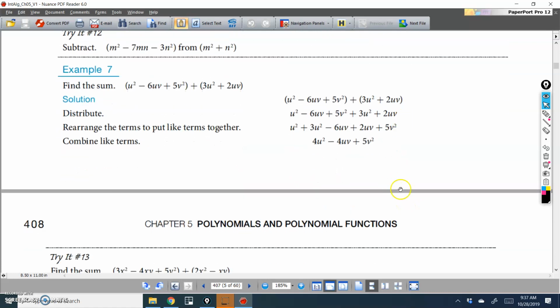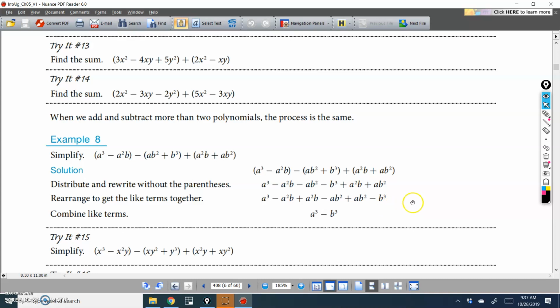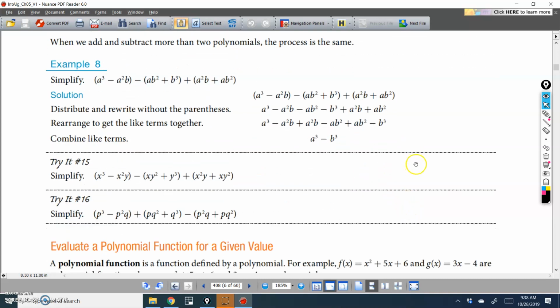Find the sum, so we would just combine like terms, add together. Find the sum, simplify. Oh, this guy looks interesting. So let's do this guy, because this guy looks like fun. So combine all the like terms. So simplify. A cubes. Is there any other a cubes out there?